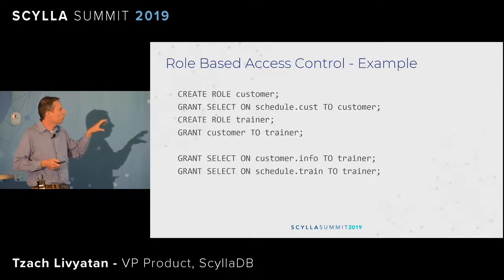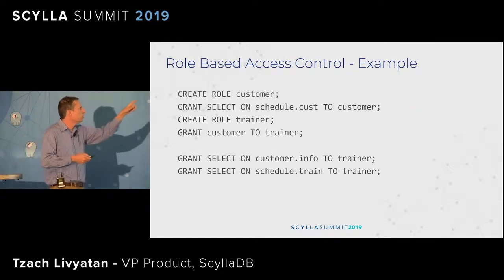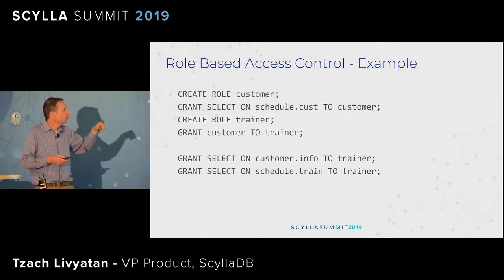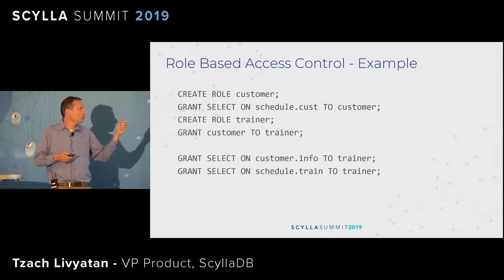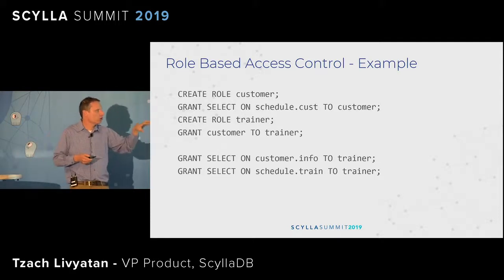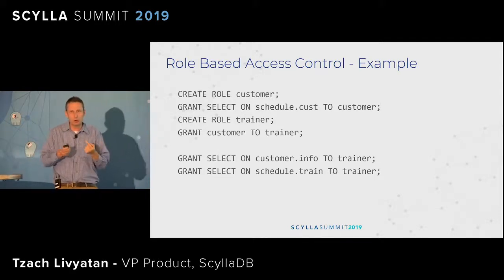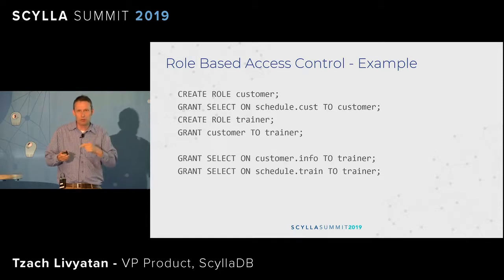The way to create such a role, for example, as you can see here, I'm creating a role of a customer. I'm granting some permission to the customer. I'm creating a role of a trainer, granting some permission to the trainer. In this case, I'm granting it the permission of a customer. So already you can see here I have two roles, and I'm granting permission of one role to the other role.